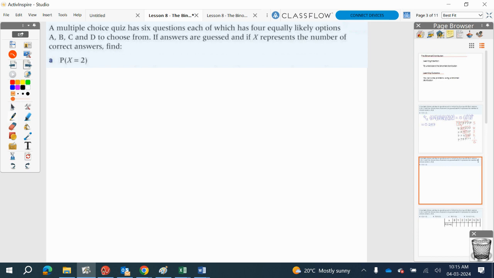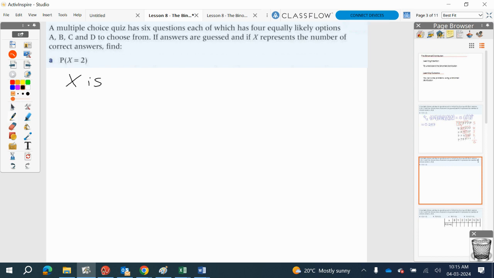Okay, so let's say we get this question. This is your exam style question that we might have to solve, and this is how we would notate it. X is going to be our event. What does X do? X counts the number of correct answers.